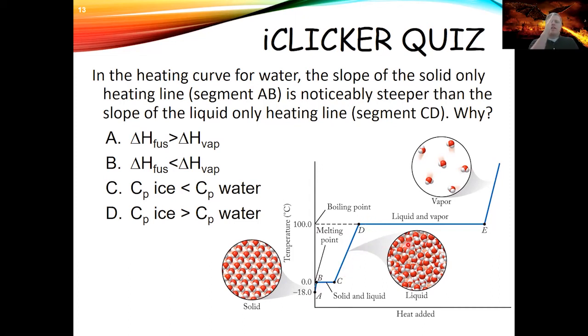If ice has a steeper slope, if I add a little bit of energy, I get a lot of temperature increase. A little energy, a lot of temperature. With water, which has a shallower slope, a little bit of energy gives a little bit of temperature increase. So the reason the slope between A and B is so much steeper than the slope between C and D is because ice has a lower heat capacity than water, okay? And so it's just going to heat up faster.